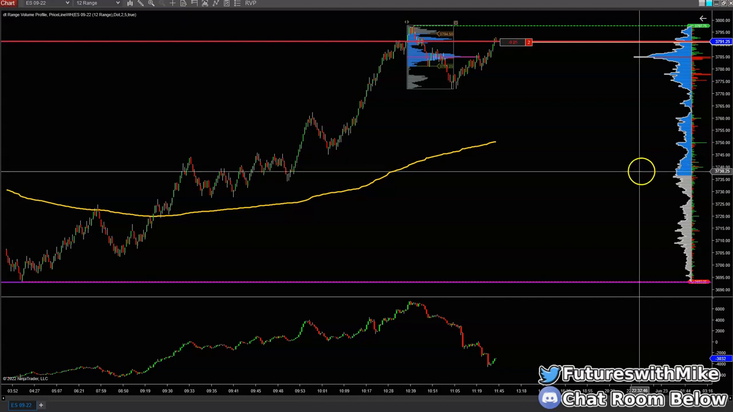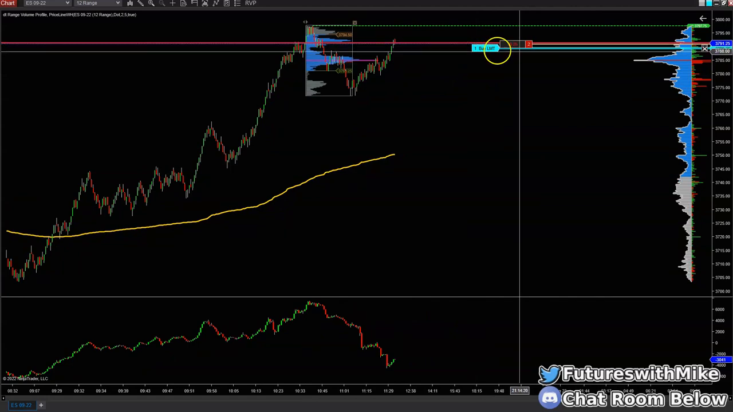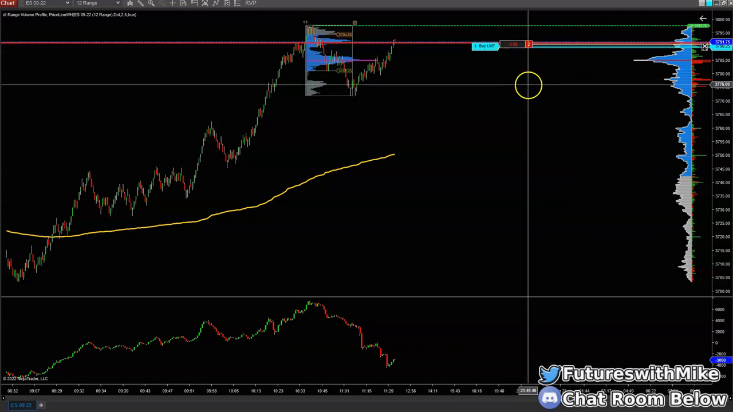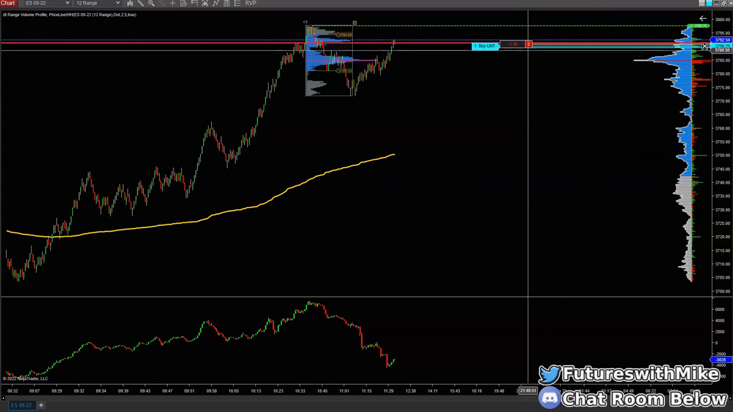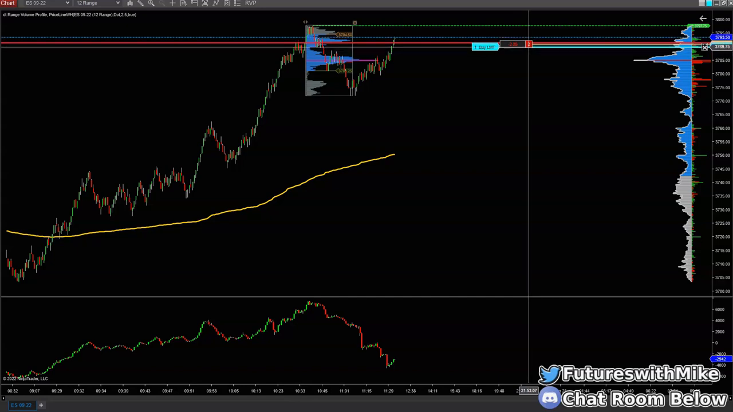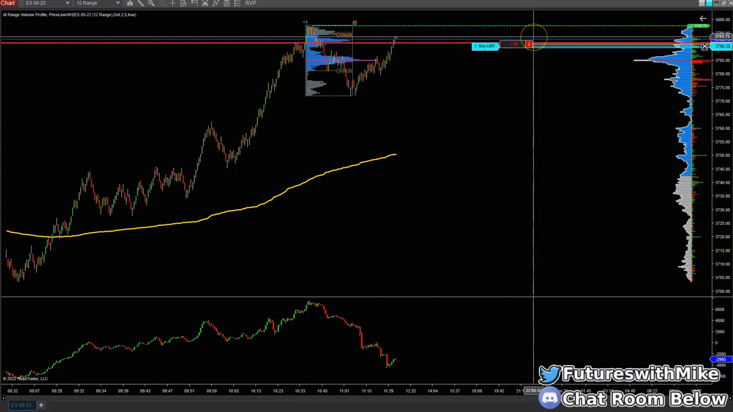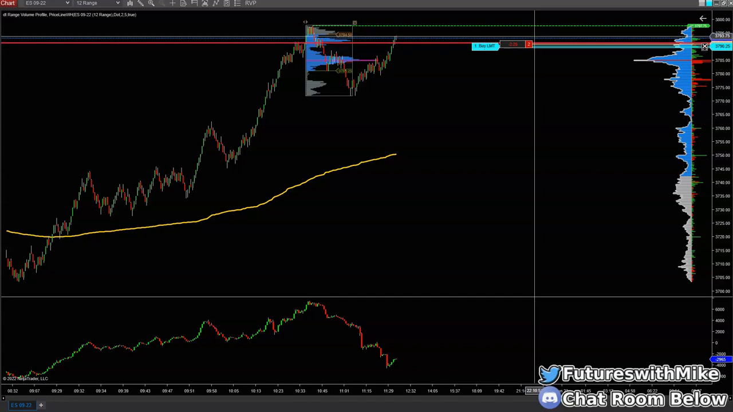Okay, I'm going to go for a quick stab here, short. Early on the trade. Very early on this trade, so yep. And let's see. Yeah, I should have waited. Should have waited. Price took out this zone now. Not good, not good. Yep, I should have waited.